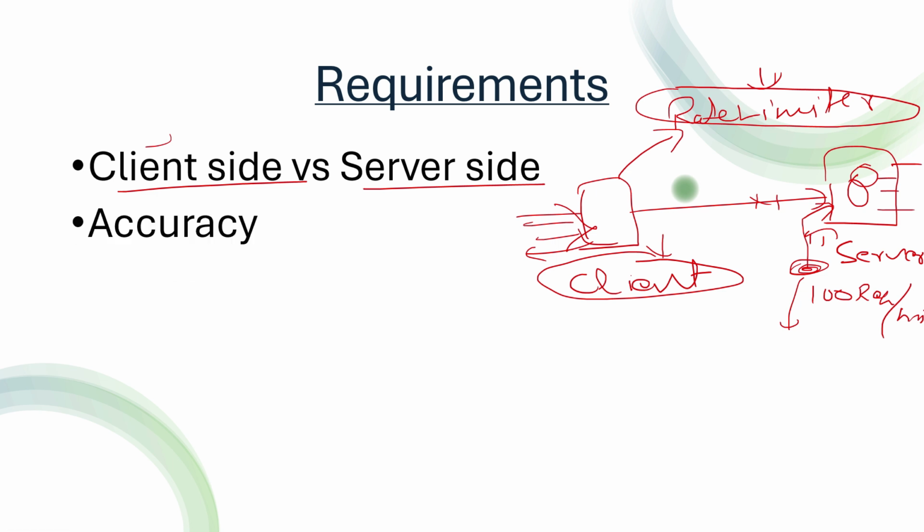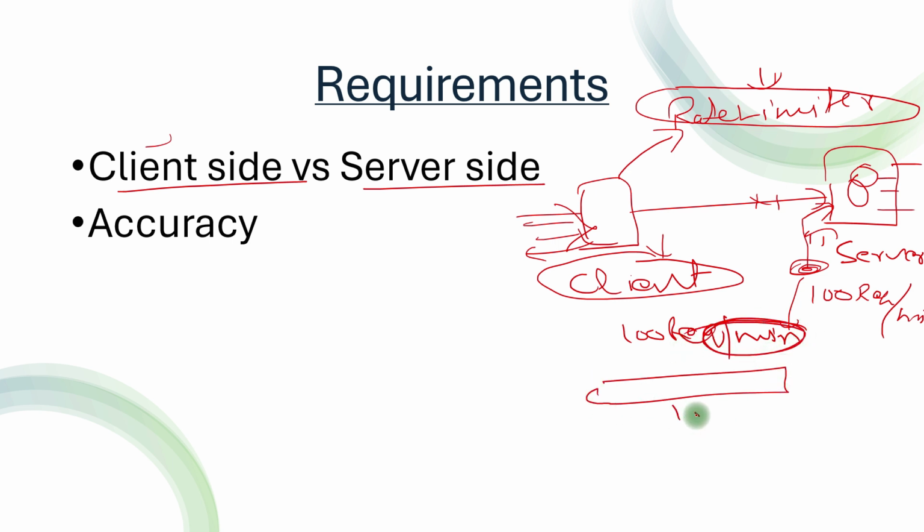Second is accuracy. If I have set the number at 100 requests per minute, this accuracy should be maintained. The 100 requests per minute should be distributed throughout the one minute. It should not be that all the requests come at one point in time. Whatever the contract of the rate limiter says, it should follow that accurately.